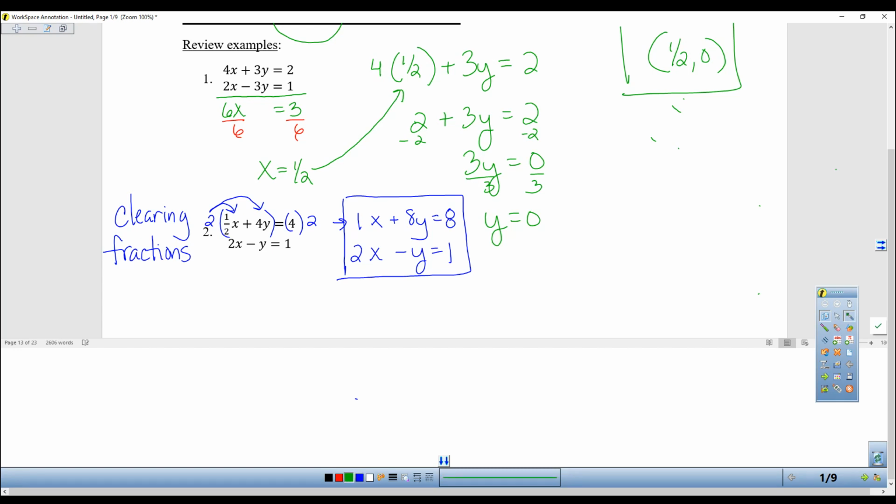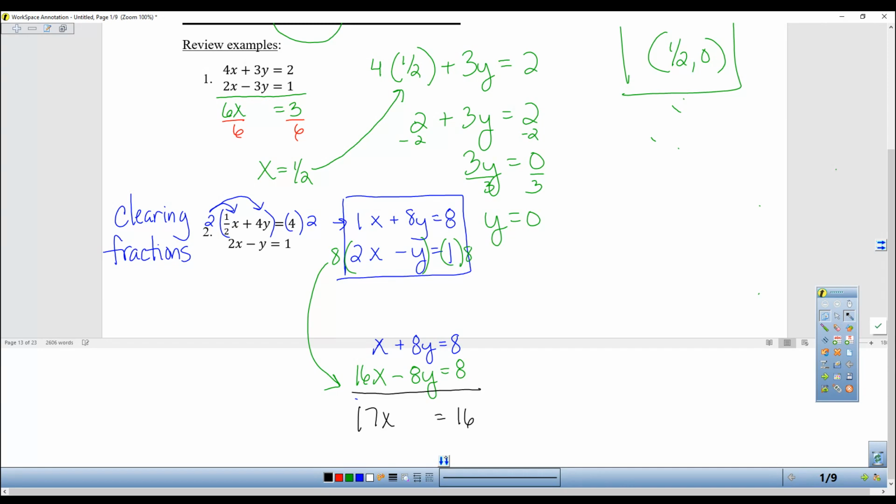I'm going to multiply the bottom one by 8 on both sides, because that will give me 16x minus 8y is equal to 8. And I chose that because I was looking at that top equation, x plus 8y is equal to 8. And I thought to myself, you know what? If I multiply the bottom by 8, I'll have a negative 8y. And then when I add the two equations together, I will have the y's go away.